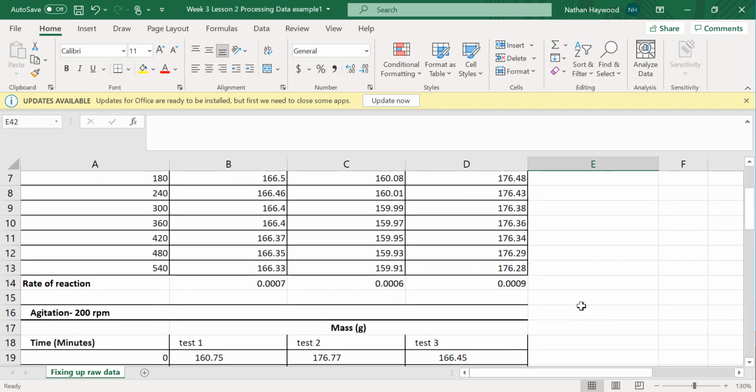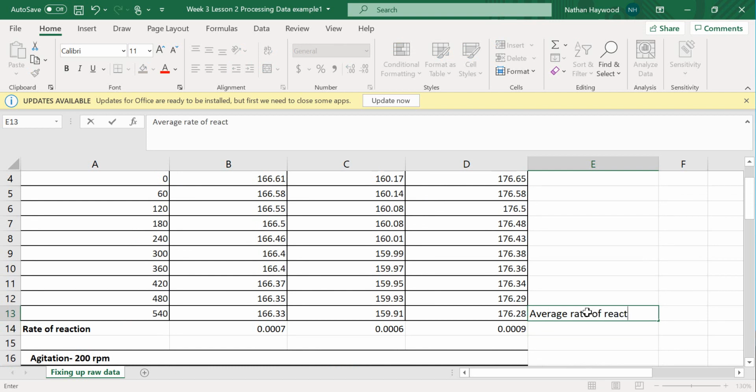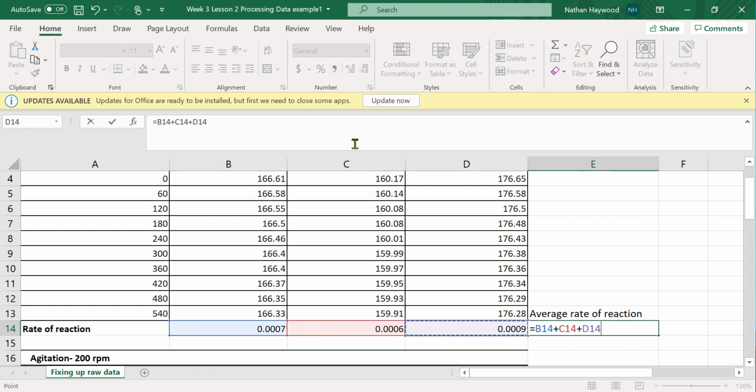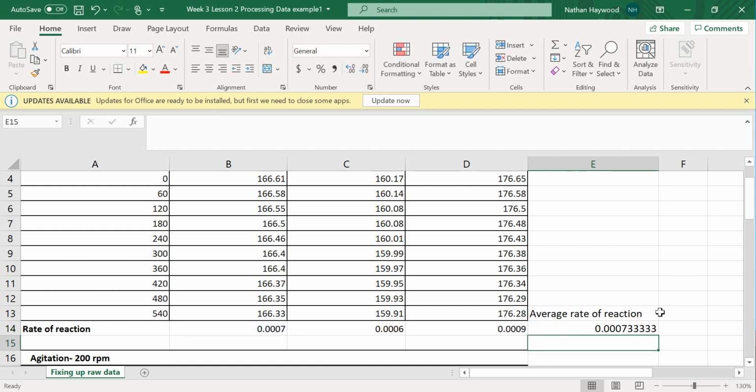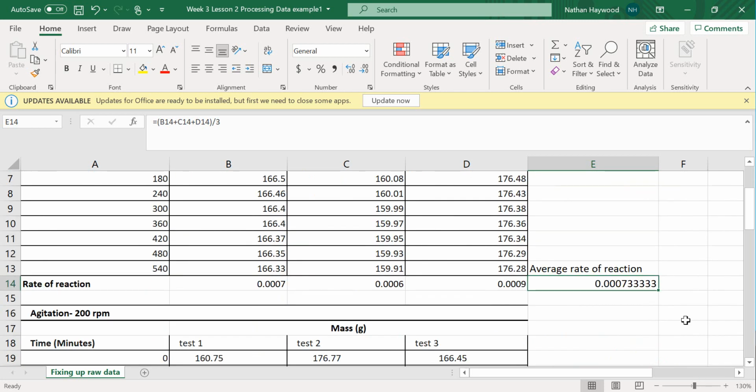So the next step after you've found the rate of reaction for every single trial is to find the average rate of reaction. So to find the average, you add the three cells, cell 1 plus cell 2 plus cell 3, put brackets around that, and divide it by the number of trials. I did three trials, so I'm dividing three rates of reaction added together by 3. And that's the average rate of reaction for 100 RPM.